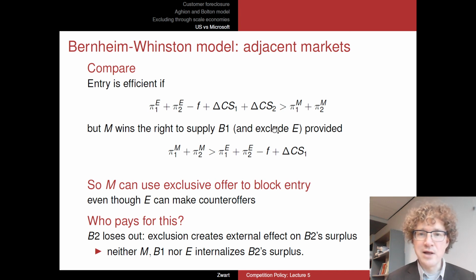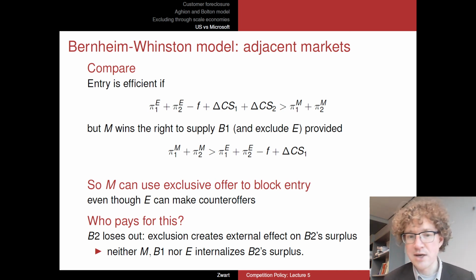So the fact that these two conditions are not aligned, the difference again being the delta CS2, allows for the possibility that M can make an offer which is so attractive to B1 that B1 is willing to give up entry by signing the exclusivity contract and getting this large bag of money instead, and then after that being exposed to monopoly behavior by the monopolist. Who is going to pay for this? Well, of course, B2. B2's surplus, its benefit from having extra competition in this future market, is not taken into account in this condition. So the exclusionary contract that B1 is willing to sign creates an enormous downside, or an external effect, on B2. So B2 is going to lose if B1 signs this exclusive contract.